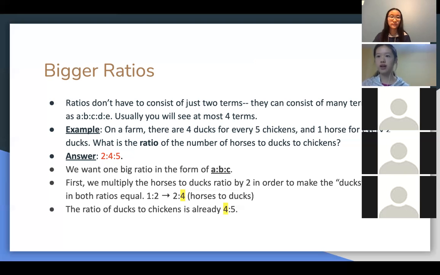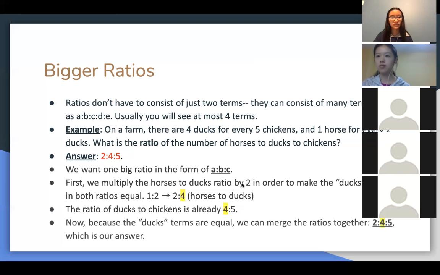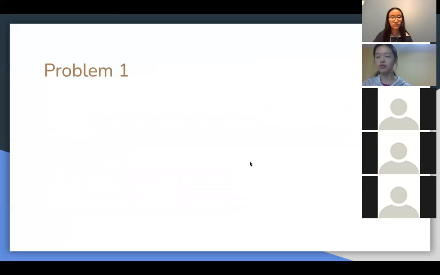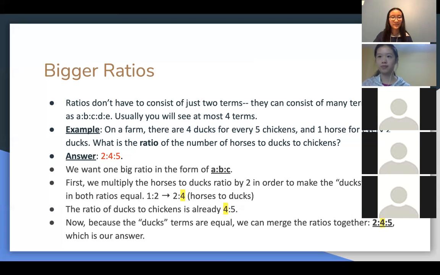But the thing is that now the ducks term is 4. And we can see that in the ducks to chickens ratio, the ducks term is already 4. So what we can do now is put these 2 ratios together because the ducks term is the same. So now our big ratio is 2 to 4 to 5. Oops. Sorry about that. Our big ratio, which is the horses to ducks to chickens, is 2 to 4 to 5, and that's our answer.